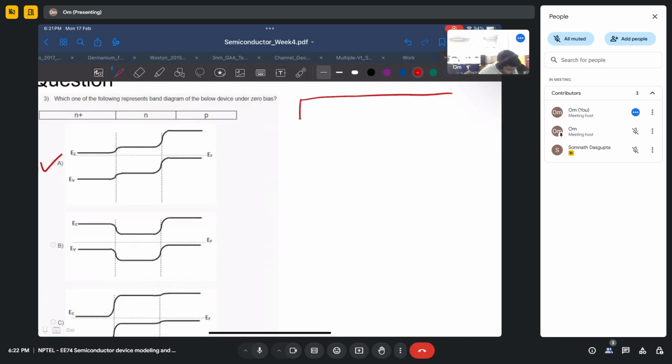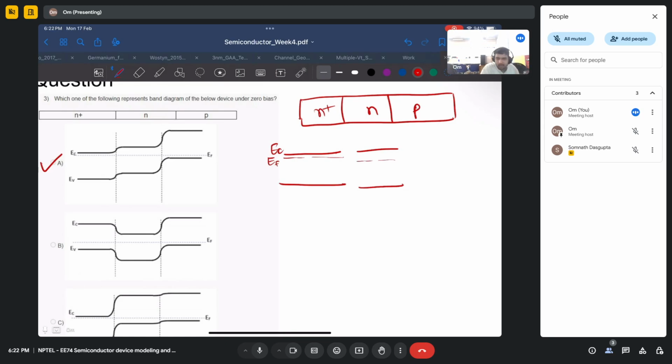So what we have is N plus, N and P. So what do you know about N plus? N plus means that EF will be very, very close to EC, right? This is N-type behavior, N plus. In N-type also, EF will be closer to EC, but not as close as N plus, but it will definitely be above EI, right? EF will be somewhere between EI and EC. This is N-type. This is N plus. Is this clear?